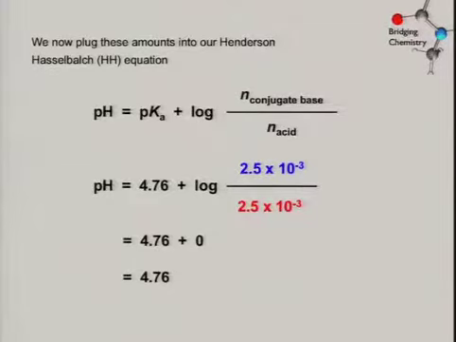And then what you find is that because those two amounts are the same, the ratio of them is equal to 1, right? Any number divided by itself will be 1, and the log of 1 is 0. And so this whole bit on the end just disappears, and we can say that the pH is just the same as the pKa, 4.76.